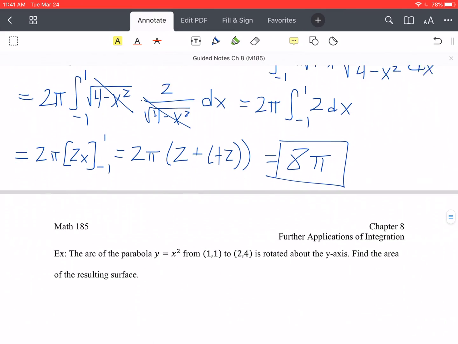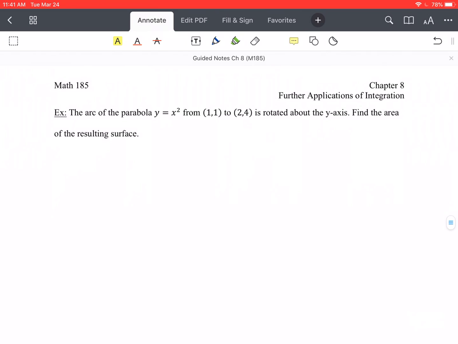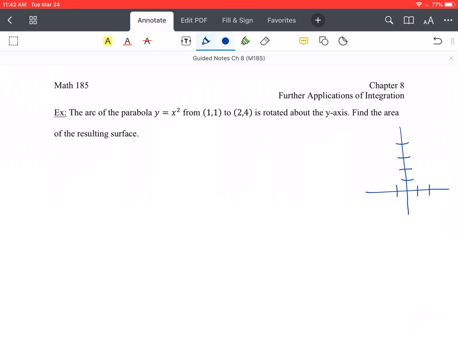Alright, so let's look at one more example. The arc of the parabola y equals x squared from (1, 1) to (2, 4) is rotated about the y-axis. Find the area of the resulting surface. So let's see what we have here. We've got our axes. 1, 2, 3, 4, 1, 2. Alright, so the point (1, 1) and the point (2, 4).